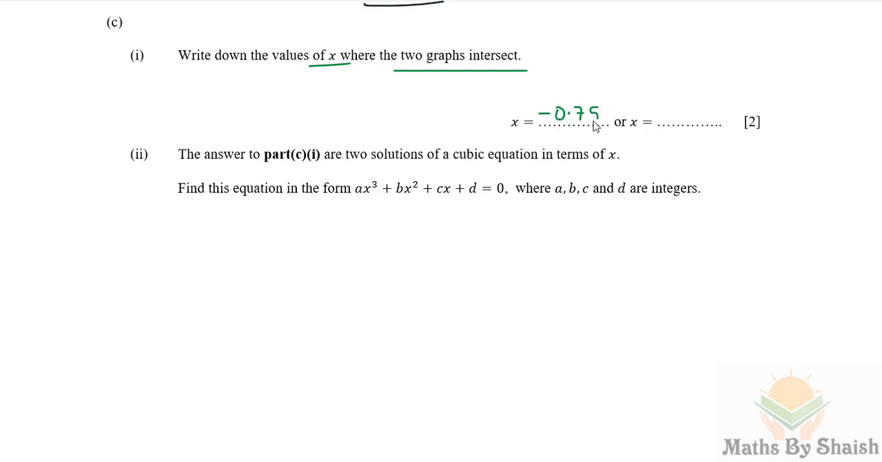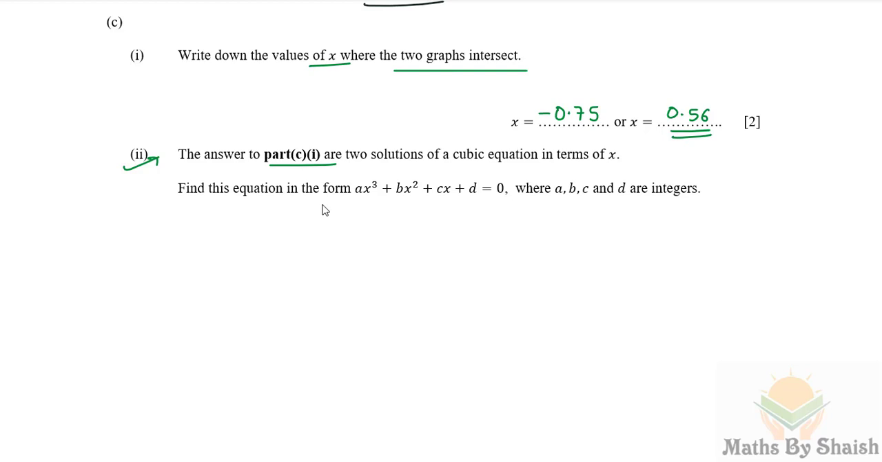Minus 0.75 and 0.56. We can choose any other values closer to it. It is not a big issue; it should just be in some interval. That's the thing. Now the answer to part C first gives two solutions of a cubic equation in terms of x.